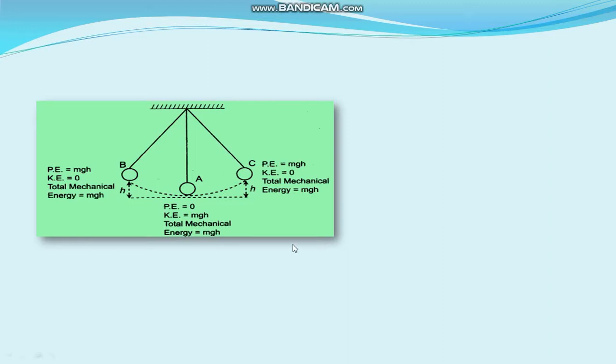Oscillation of simple pendulum. Yes, B to A to C, C to A to B. This is complete one oscillation. At B, potential energy is maximum, kinetic energy is minimum, total energy is mgh. As Bob starts to move B to A, what happens? Potential energy decreases, kinetic energy increases, and kinetic energy is maximum at the mean position. So again total energy is mgh. Similarly, at C also potential energy is maximum, kinetic energy is 0, total energy you are getting mgh.